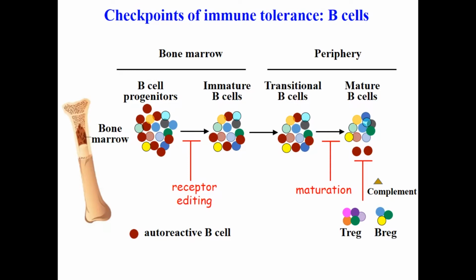We have other mechanisms that control those autoreactive B cells, again regulatory T cells. There is also a new category of regulatory B cells that have been identified. So these are cells that actually suppress autoreactive immune responses. And complement also plays an important role in preventing autoimmune manifestations. And in fact, many situations where you have complement deficiencies are also characterized by autoimmunity.